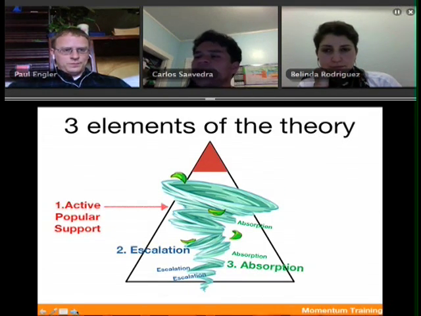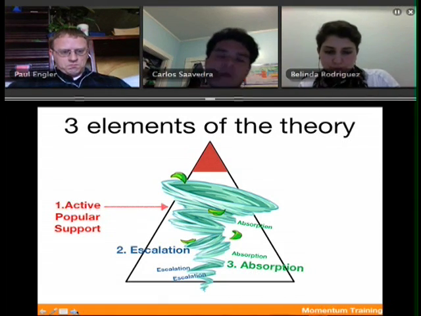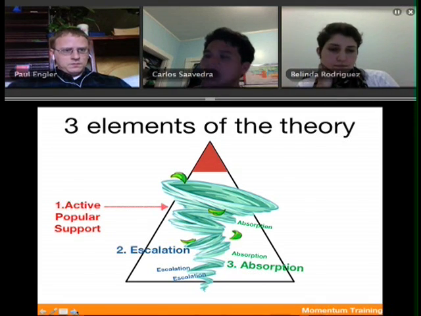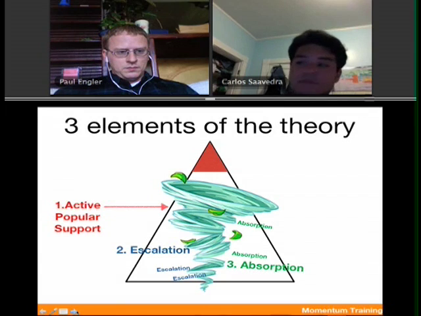Last week, we talked about the three elements of the theory, remember? Number one, active popular support. And this was so key. We said that what movements are after, at the end of the day, at the end of the game, is to look for the active popular support of a certain percentage of the population. Either a majority of the population.